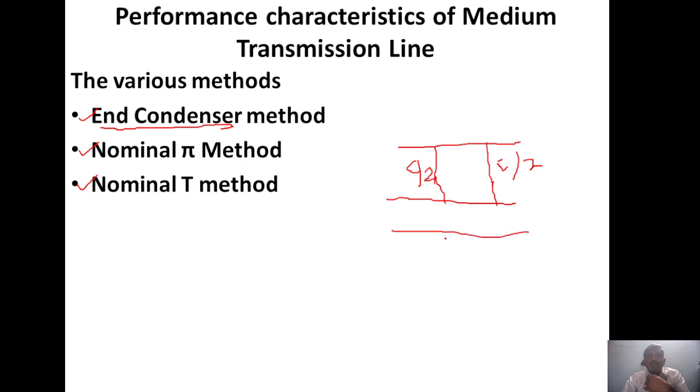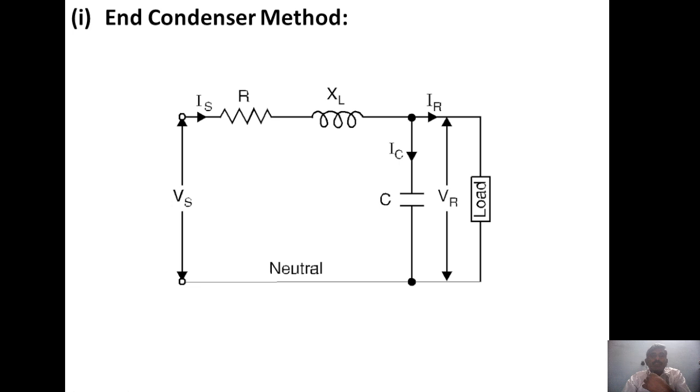Another one is the nominal T method. In this method the capacitor will be lumped at the middle of the line, so it is called the nominal T method. Now we will see one by one how each method is used to analyze the performance of medium transmission lines. First one, the end condenser method.